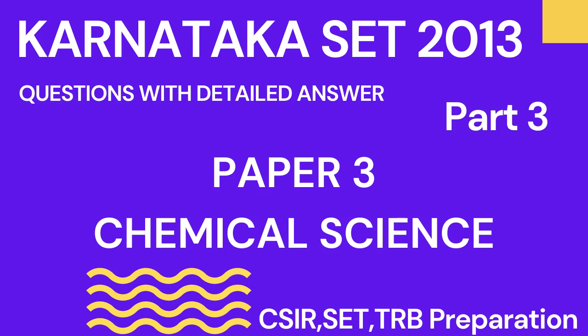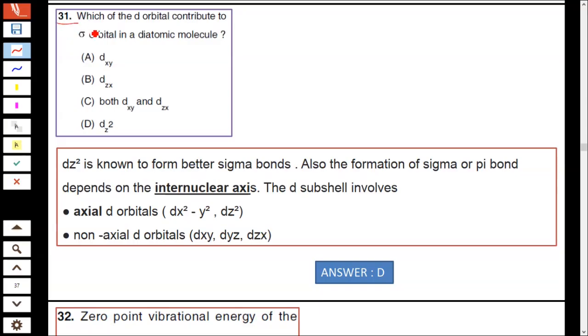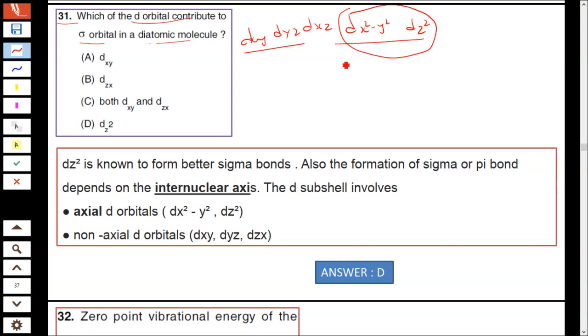Karnataka SET 2013 Paper 3 Part 3. Question number 31. Which of the d orbitals contribute to sigma orbital in a diatomic molecule? You know the d orbitals: dxy, dyz, dxz, dx square minus y square and dz square. Among these 5 orbitals, the axial ones are dx square minus y square and dz square, whereas these 3 orbitals are called non-axial.